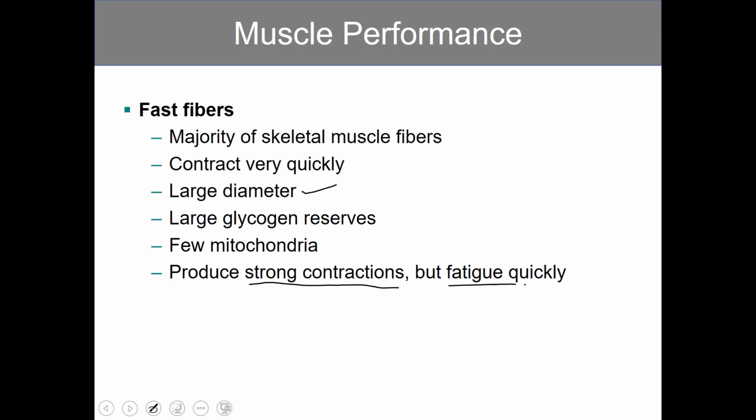And fatigue quickly is associated with having few mitochondria, so the cell cannot generate large amounts of ATP, so they're not going to be able to sustain muscle contraction for a long period of time.